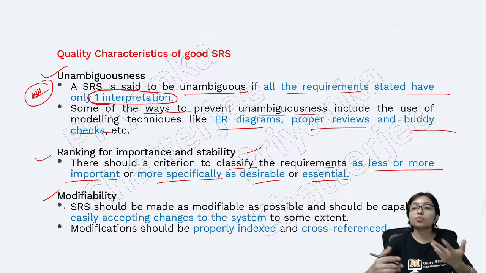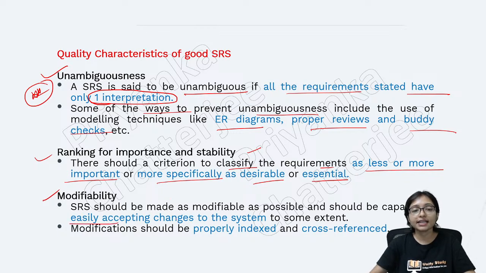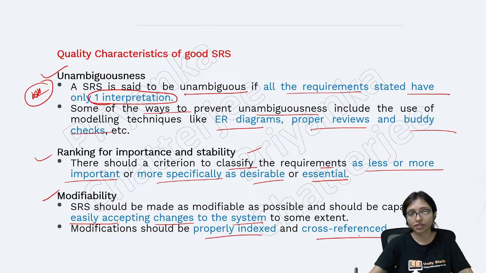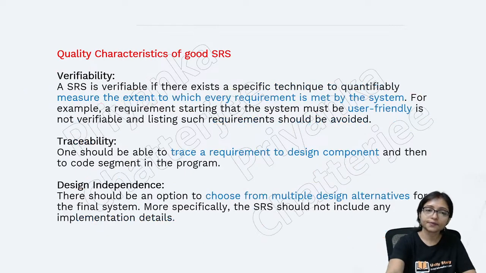Modifiability. Are you able to modify it? Modifiability means easily accepting the changes. If you are able to easily accept the changes, that is called modifiability. Properly index, cross reference. Okay? Clear?